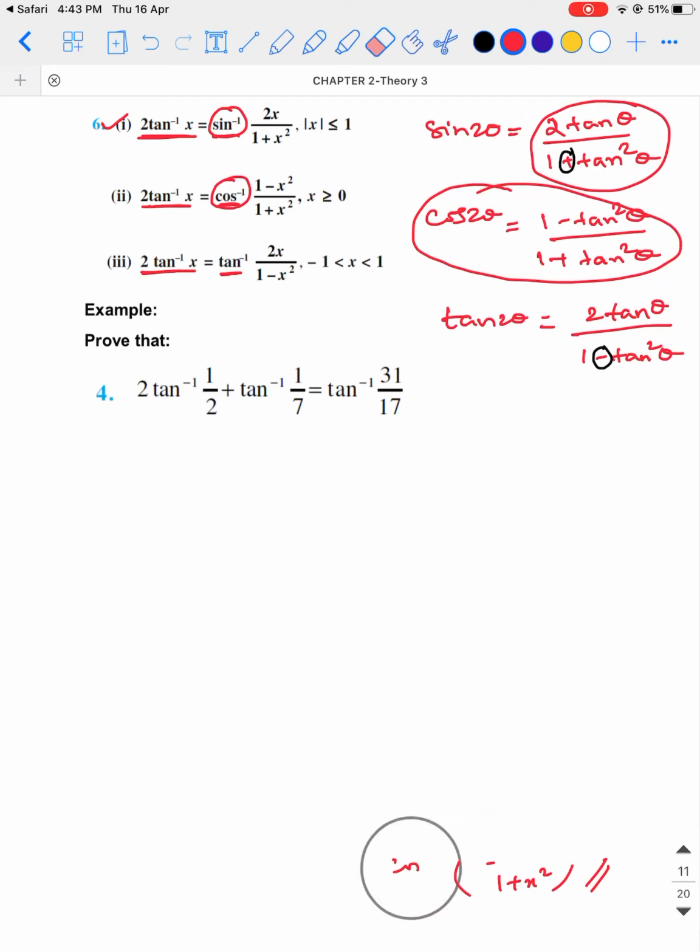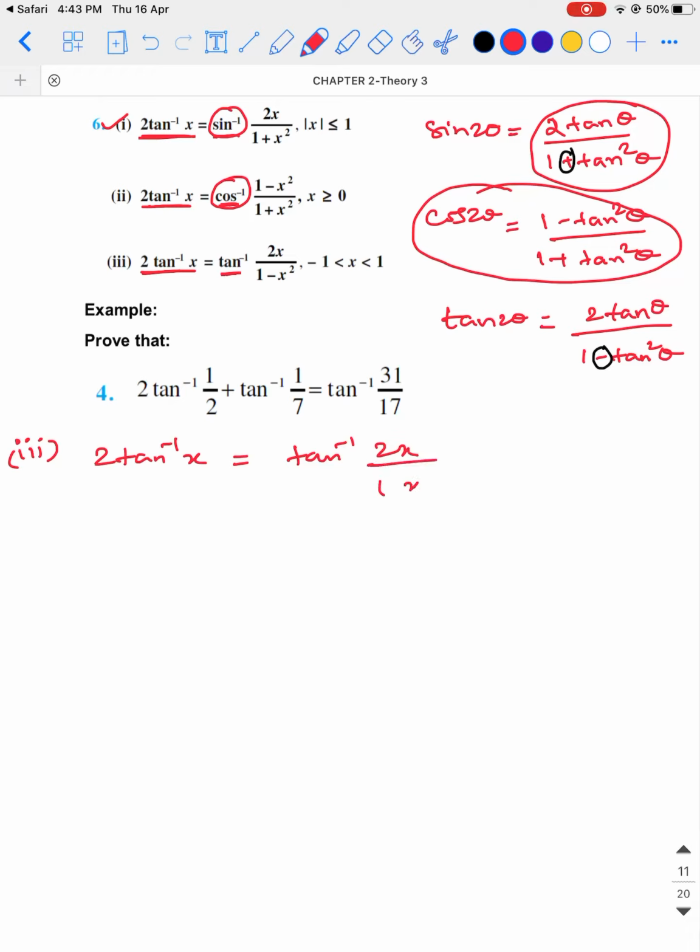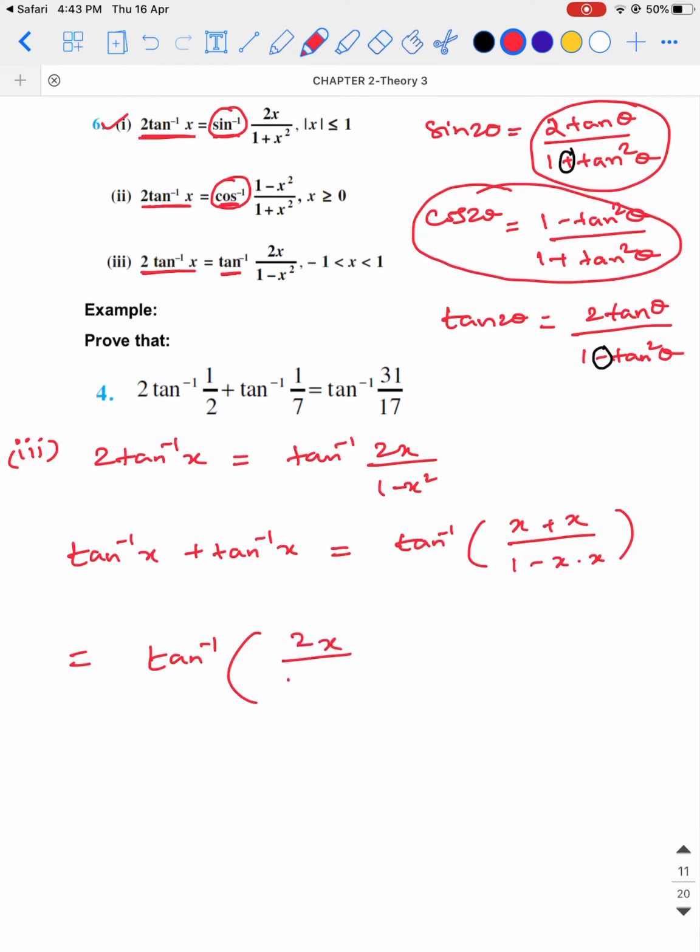Now let's prove the third identity. The third property is 2 tan inverse x is equal to tan inverse of 2x divided by 1 minus x square. So this is a very simple one. How to proceed here is, 2 tan inverse x can be written as tan inverse x plus tan inverse x. We know the formula for tan inverse x plus tan inverse y, that is tan inverse of x plus x divided by 1 minus x into x. So this is going to be tan inverse of 2x divided by 1 minus x square. This is a very simple proof.